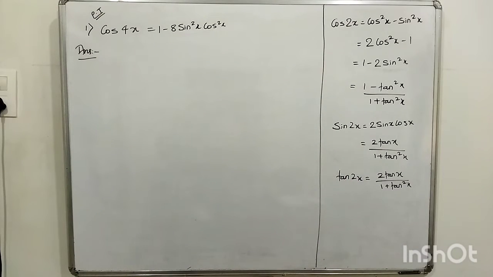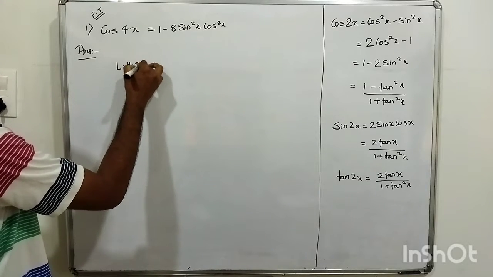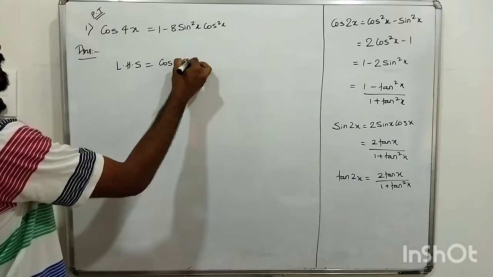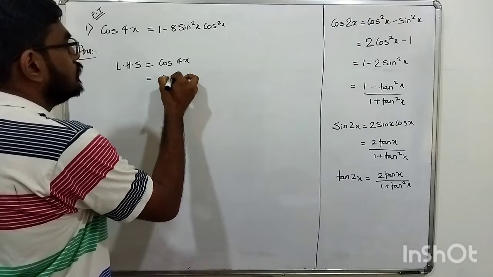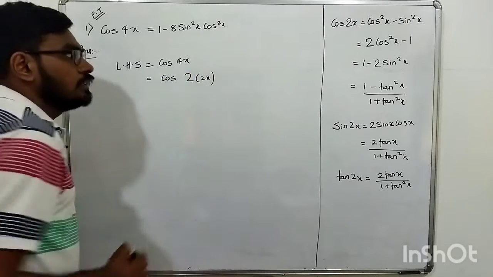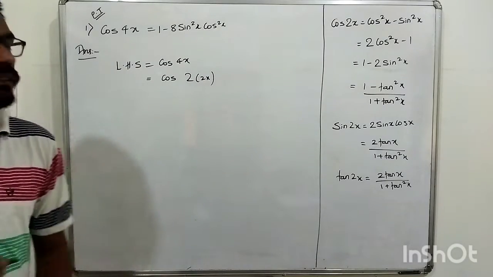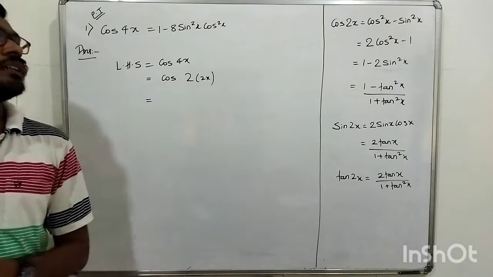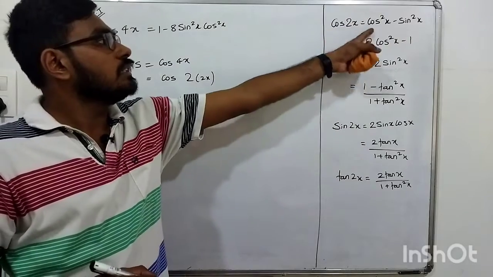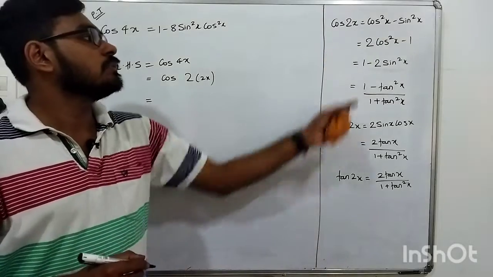First I'll take LHS as cos 4x. Now cos 4x we can write as cos of 2 of 2x, correct? 4 we can write as 2 into 2, so we can write this as cos 2 of 2x. Now if we see properly, this becomes cos 2 of some angle, so we can write it as either this or this.